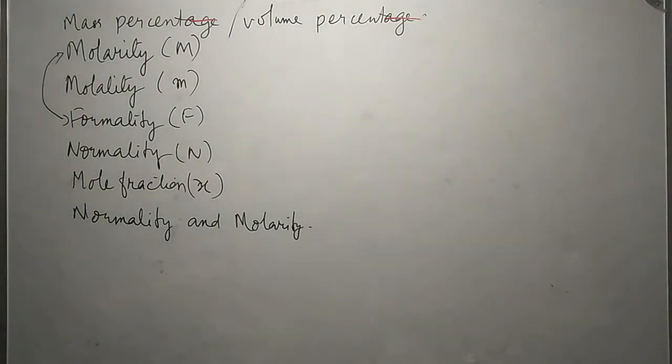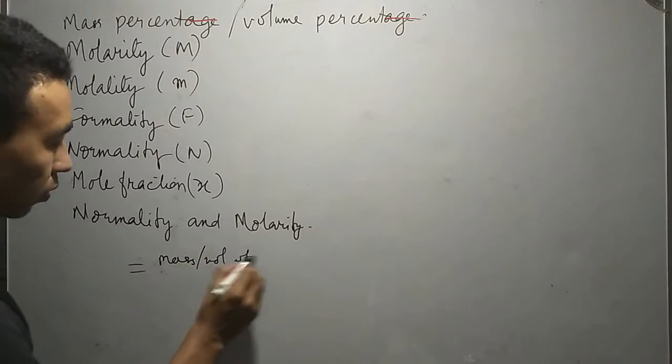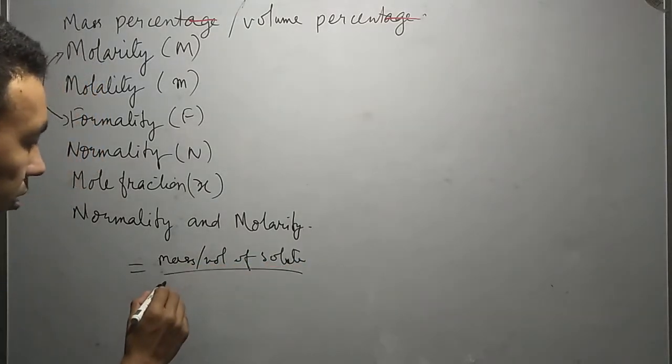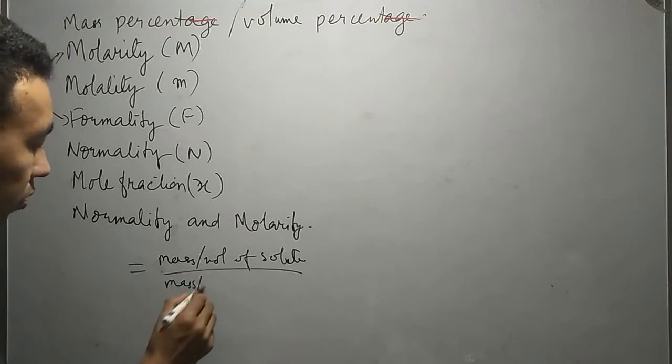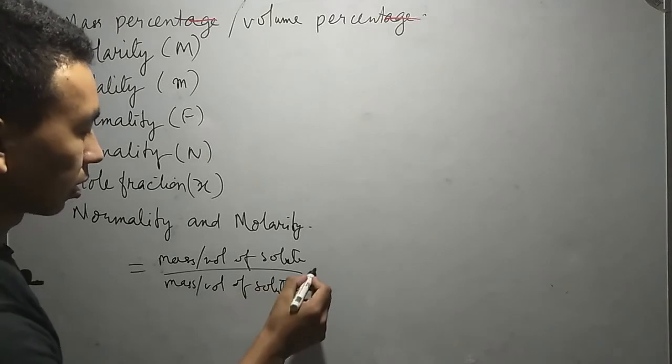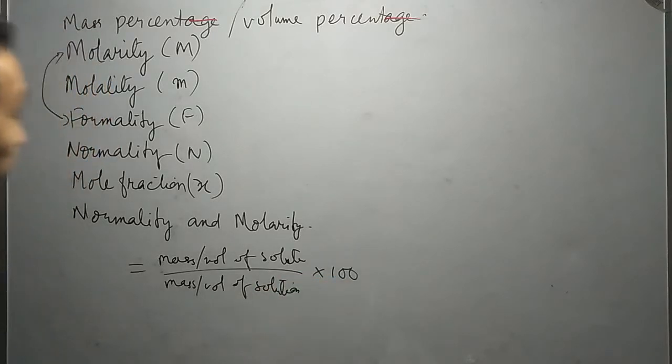In order to find out the mass percent or volume percent of any substance or solute, we write it this way: mass or volume of solute, divided by mass or volume of solution, multiplied by 100. This is how we find the mass percent and volume percent of a solute.